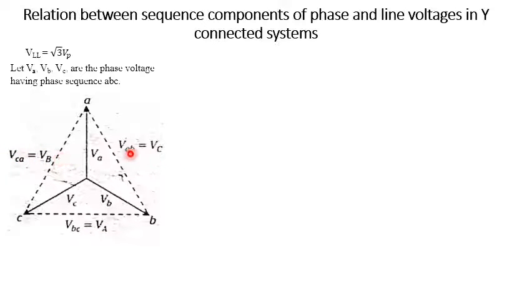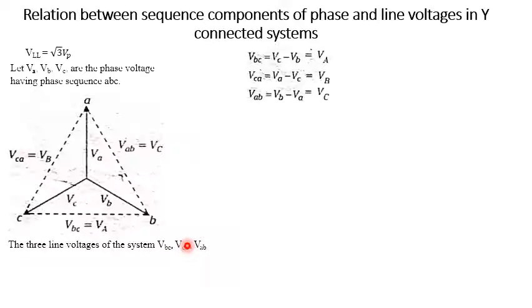So how do you say that? This is opposite to the vertices. Between AB it is opposite to the vertex C. Similarly, between BC it is opposite to the vertex A. Similarly, for CA it is B. Then from this what we can see is the three line voltages of the system are VAB, VBC and VCA.